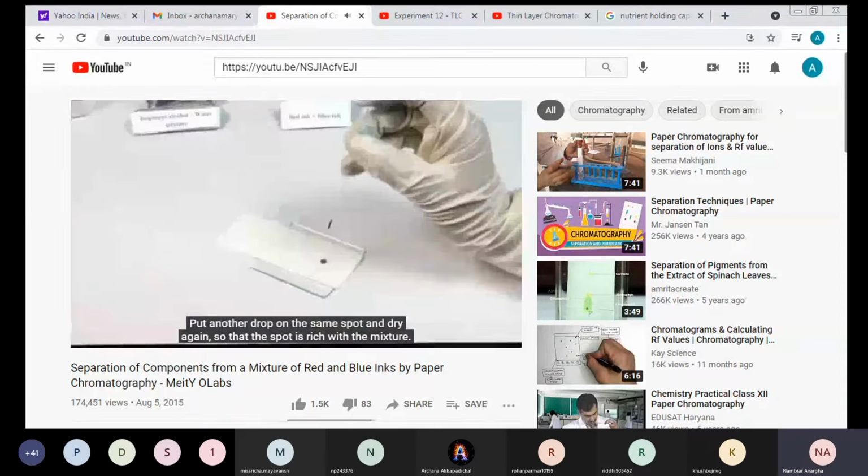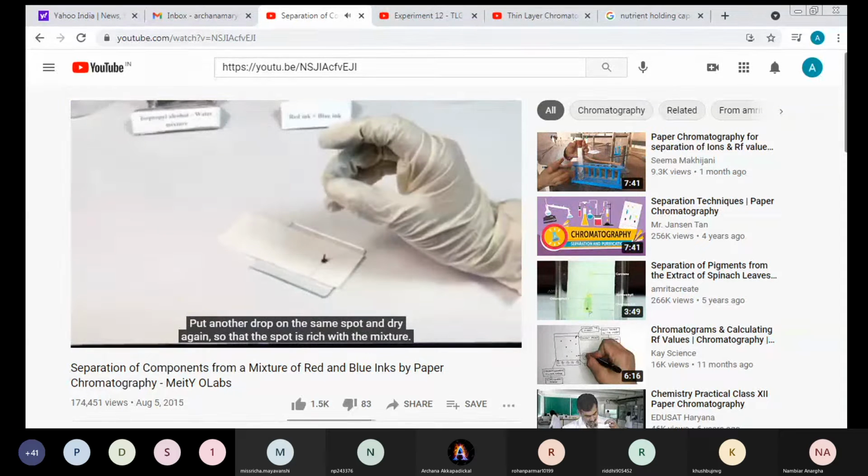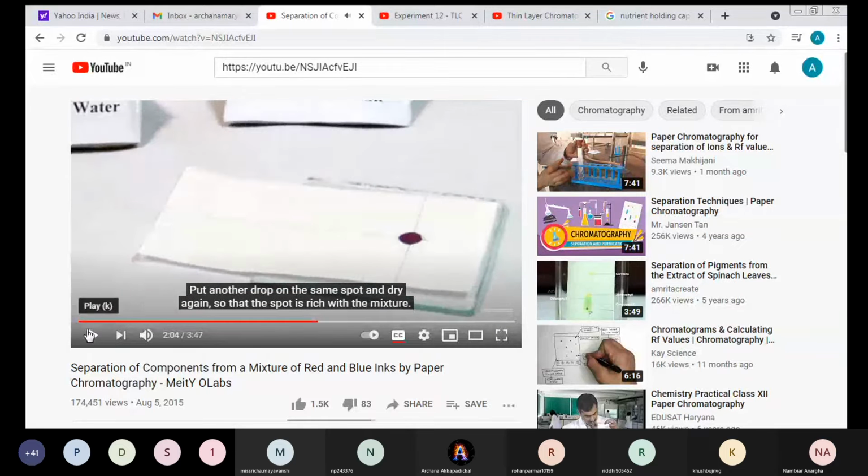Please pause the video. Put another drop on the same spot and allow the spot to dry again. You can see over here that the spot that was applied has spread. When it was applied initially, the spot was a very small circle. However, with time it spread. When the second spot was applied, it spread more. Now the spot has become a very big circle.